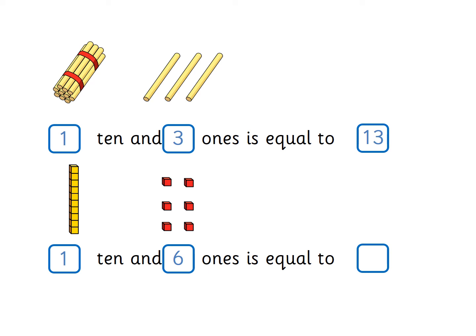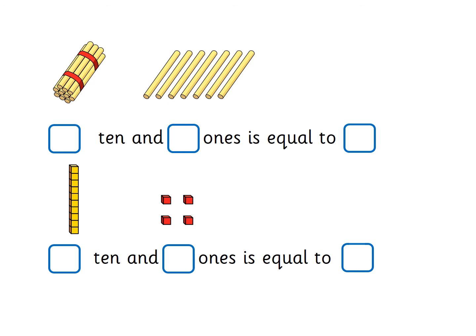So what is 1 ten and 6 ones? Let's count on. 10, 11, 12, 13, 14, 15, 16. So 1 ten and 6 ones is equal to 16. Right, we've got some more then, starting at the top, starting with our straws. We've got 1 ten and how many ones? Count those ones for me. Should have counted 7. 1 ten and 7 ones is equal to 17.